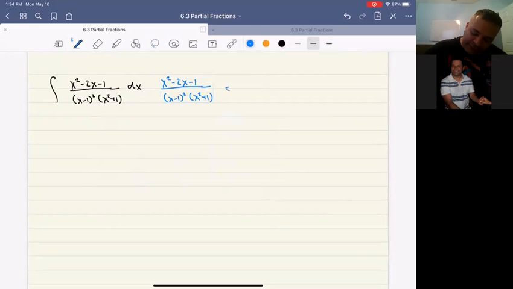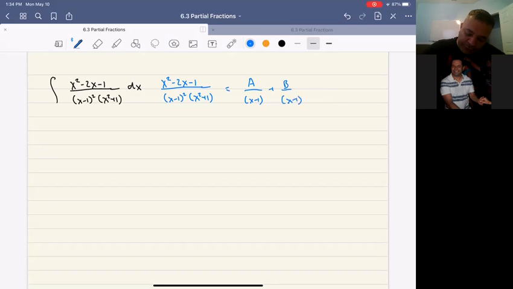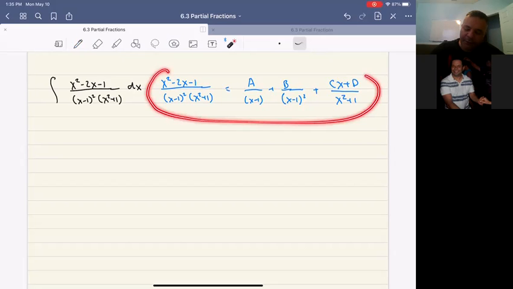Okay, we're going to write this as, now, because of the x minus 1 squared, we're going to need an x minus 1 term and an x minus 1 squared term. Plus, now this x squared plus 1, when we have something like that, we're going to need a cx plus d term in the numerator. So this is what the proper partial fraction decomposition will look like.